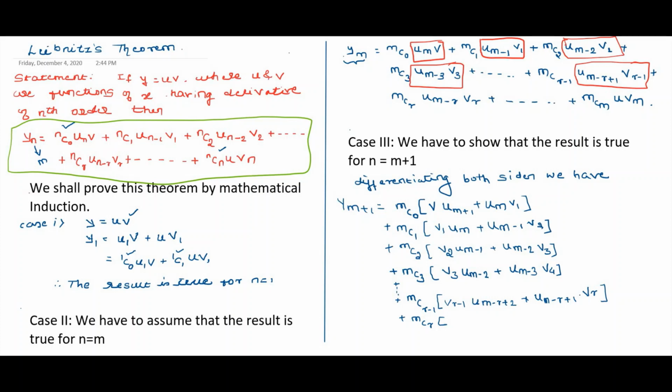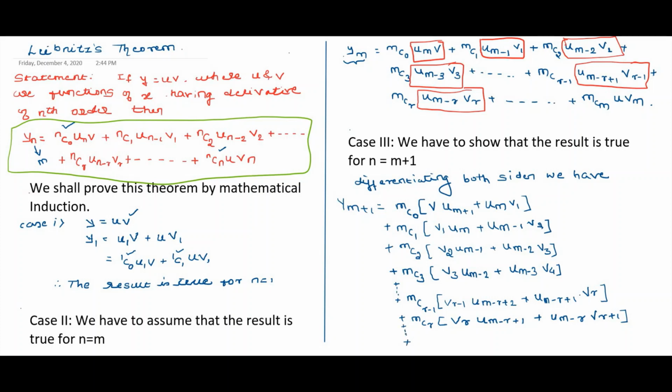In this case, you have to differentiate this u_(m-r) into v_r. And in this case, you can write first v_r, the second term, as it is. The differentiation of the first term, the differentiation of u_(m-r), is u_(m-r+1), plus the first term u_(m-r) as it is. And what is the differentiation of v_r? The differentiation of v_r is v_(r+1). Then continue again in the same way.